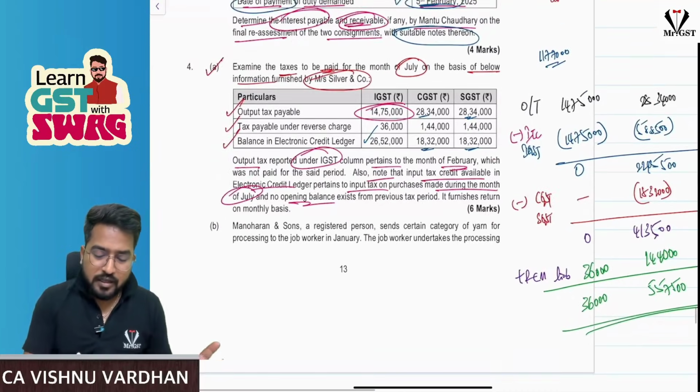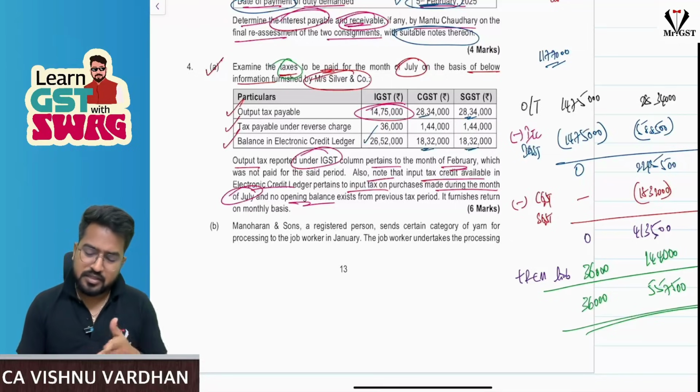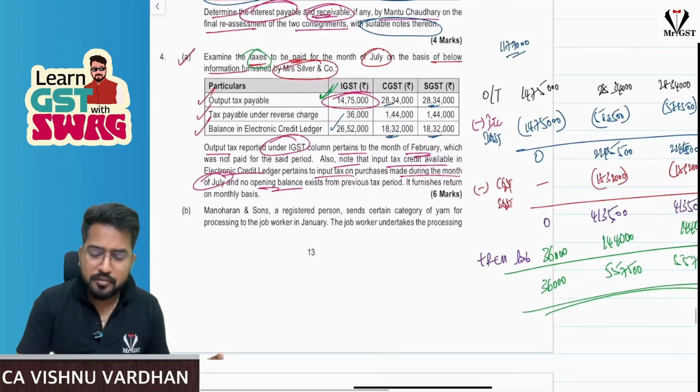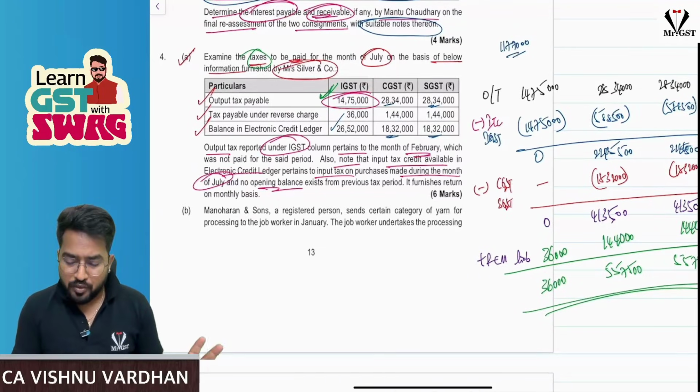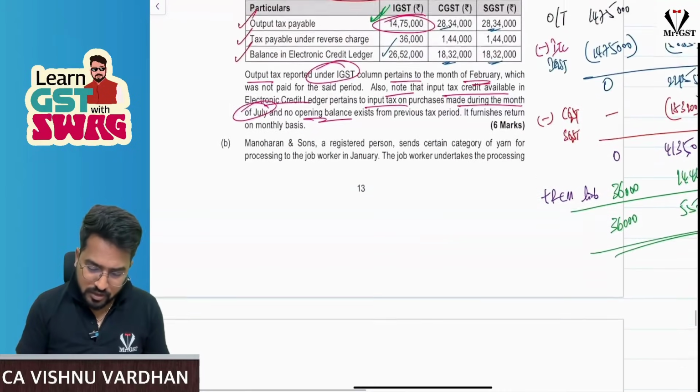And they have asked only here the taxes, how much is the taxes payable. They did not ask anything about interest. So actually on this, interest also will come into picture, as per section 50. Okay, so that is what the question, simple one. Now let us move on to the next question.